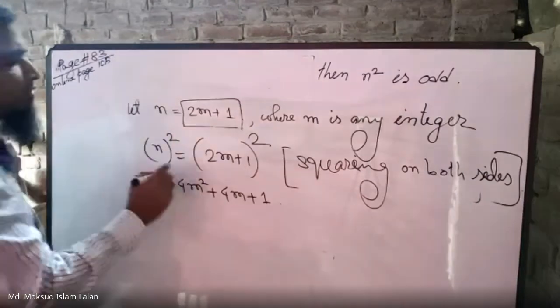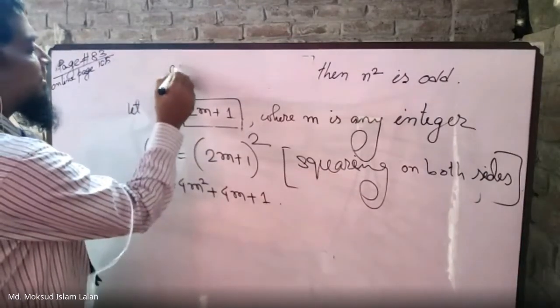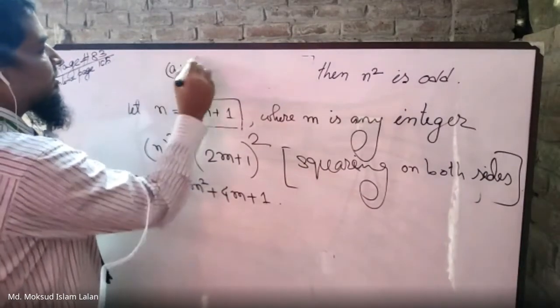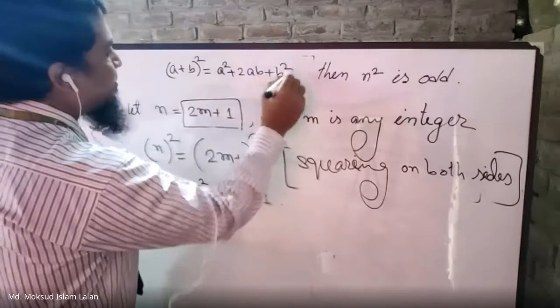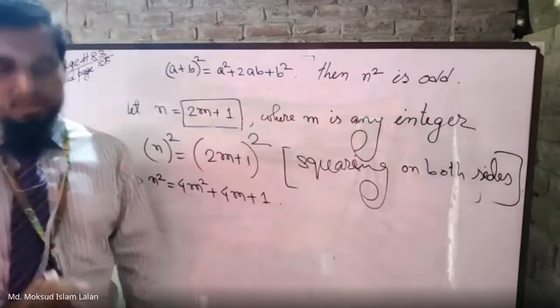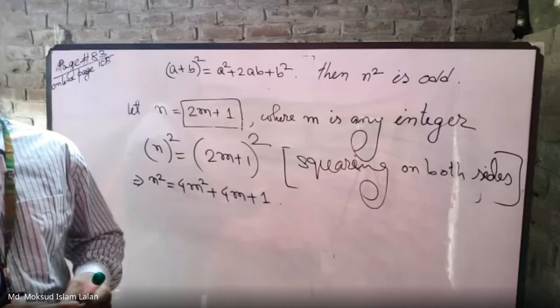So what is the formula? We are using the formula (a plus b) whole square equals a square plus twice ab plus b square, right? Right, dear student? Yes, sir.